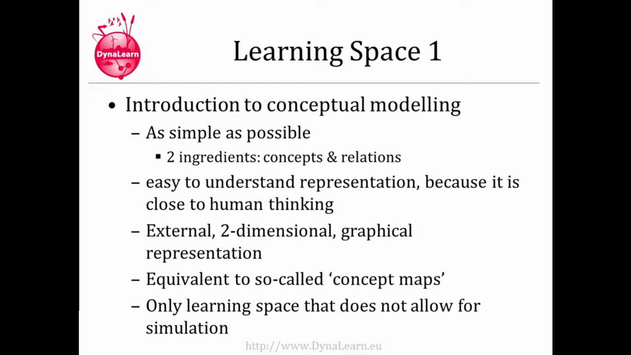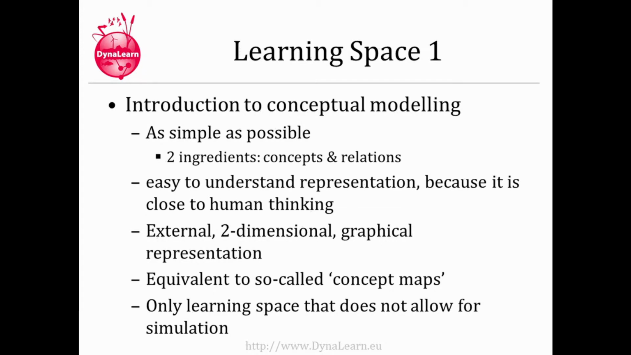The goal is that a model developed in Learning Space 1 has an easy to understand representation because it is close to human thinking. Such a model is an external representation, so it's easy to think about particular components within the system without having to remember the others. And it's a two-dimensional graphical representation, which makes it possible to scan the representation and easily talk about it with others. The concept and relation representation in Learning Space 1 is equivalent to so-called concept maps, which are an established form of representation within education.